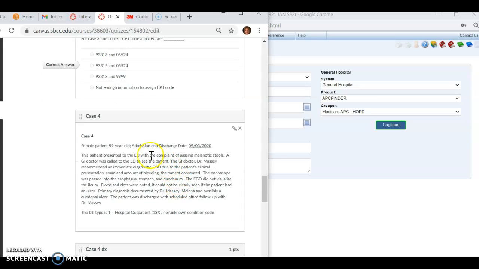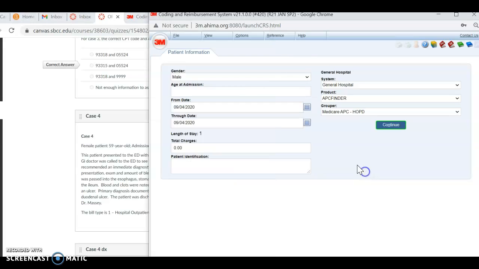Case 4, we have a 59-year-old female presents to the emergency department with passing melena stools. A couple of different things here. Okay, this is outpatient. If you look down here, it says they do have melena, possibly duodenal ulcer. Keep in mind, this is outpatient. We cannot code anything that states possibly. That means they haven't done enough lab work or testing to code the ulcer, to code anything possibly. So we are going to have to just go with the melena as our code.